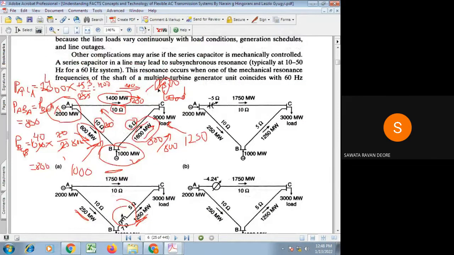ये line में हमको दिख रहा है कि 2000 का rating है, 1400 megawatt flow हो रहा है. So we can reduce the reactance of this line. That is also a possible solution. By providing the capacitive reactance in series with this line, we can reduce the reactance. So a capacitor can be added in series with this line. So the net reactance of this line reduces so that the power flow through this can be increased, and automatically the power which was earlier flowing through the other line gets a little bit diverted through this line, and in that way it is satisfied.